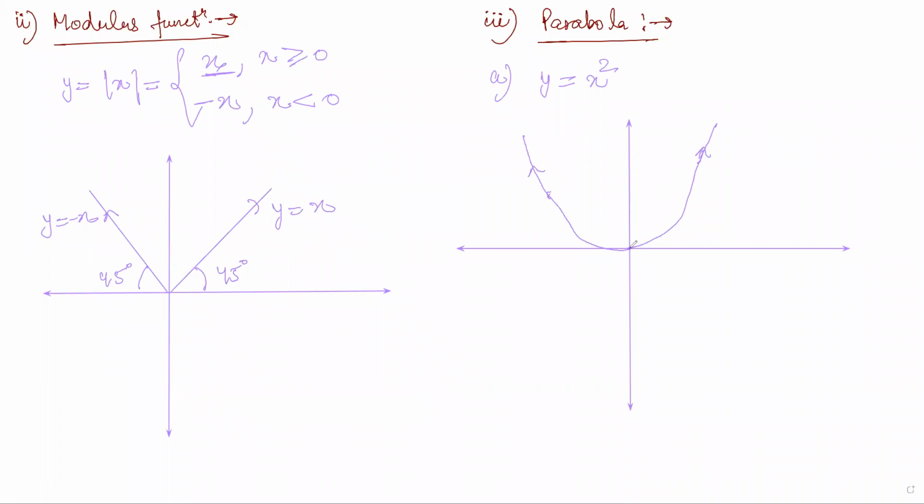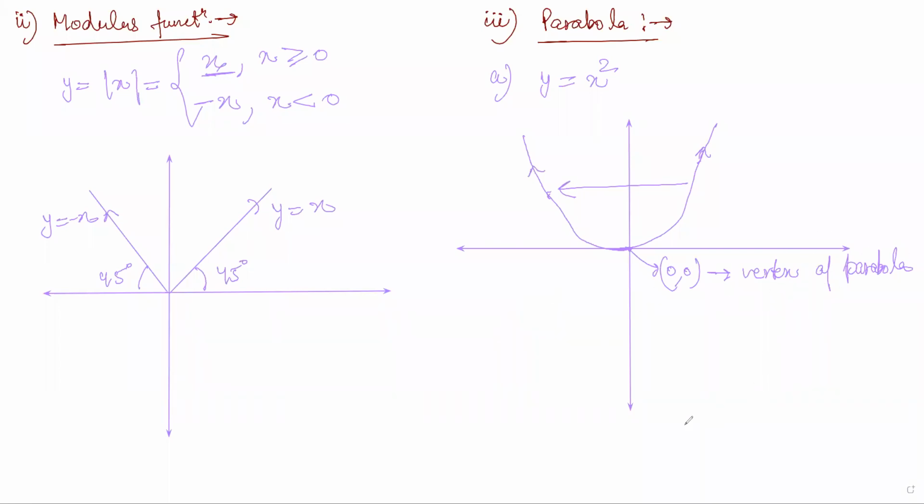So this point 0, 0 is known as the vertex of the parabola. Vertex is basically the point about which the graph is symmetrical. If you take the right hand side of this vertex, that will exactly be the mirror image of the left hand side. So if you put a mirror, let's say this y-axis is a mirror, they both are identical shapes. This is a mirror image of this part, right? So vertex is that point of a parabola.